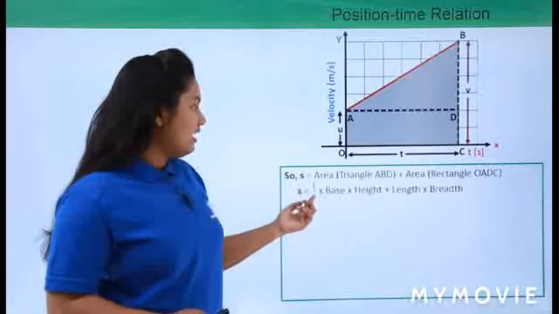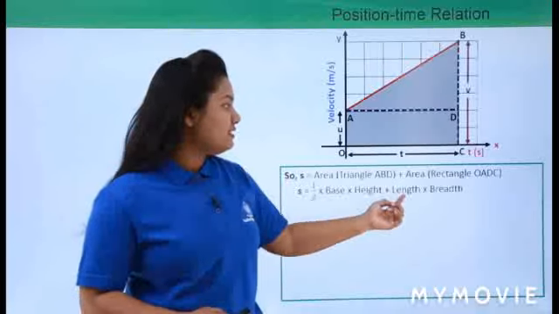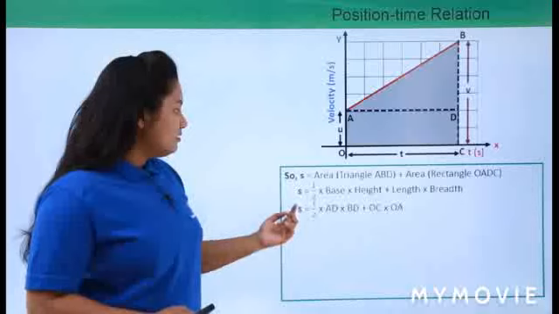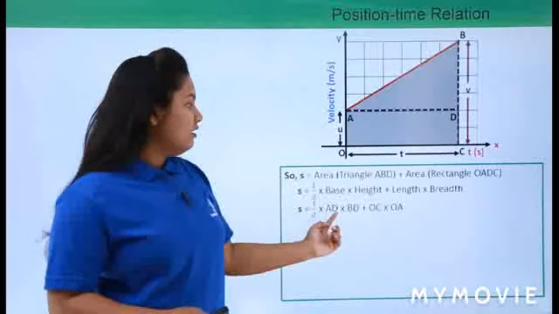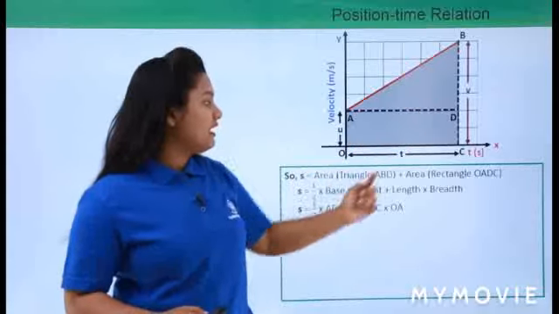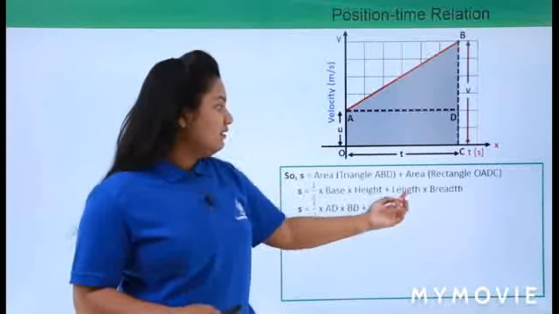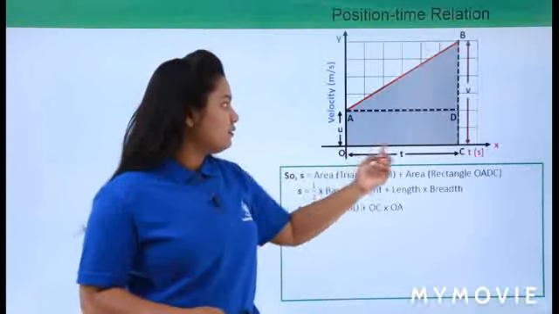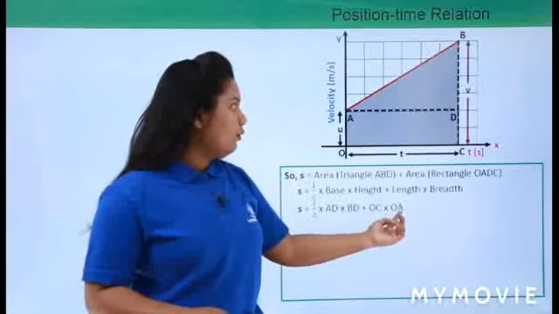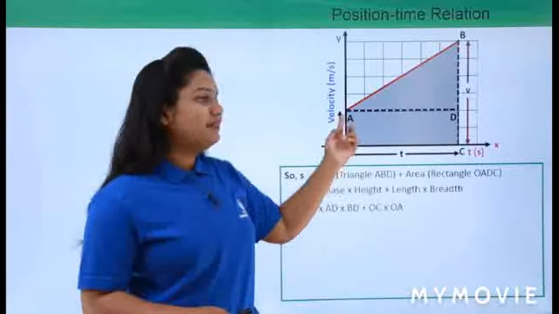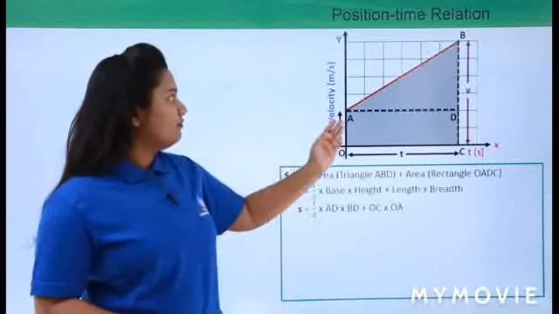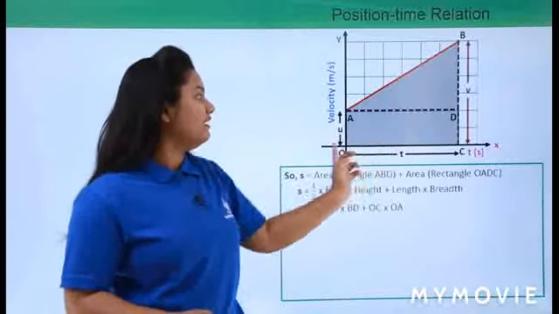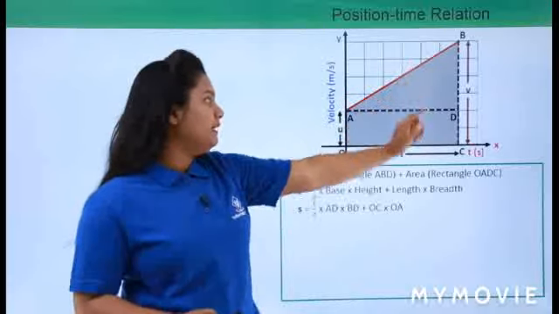So let's apply that formula here. S equals half into base into height plus length into breadth. So S equals half into AD, which is the base, into BD, which is the height of the triangle, plus the length of the rectangle, which is OC, into OA, which is the breadth of the rectangle. So this is the whole formula for finding the area of the trapezium OABC.